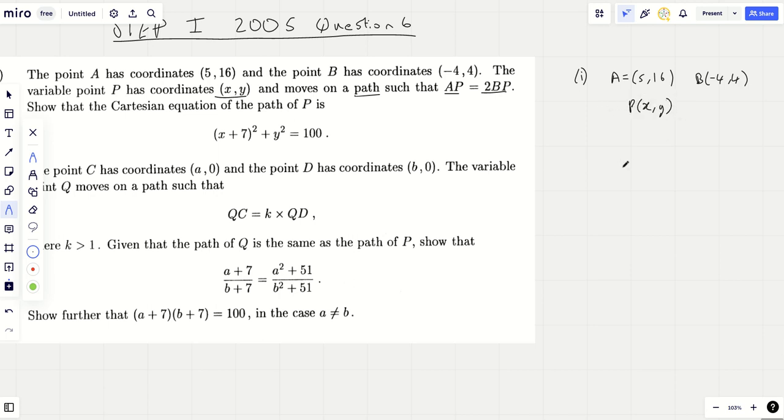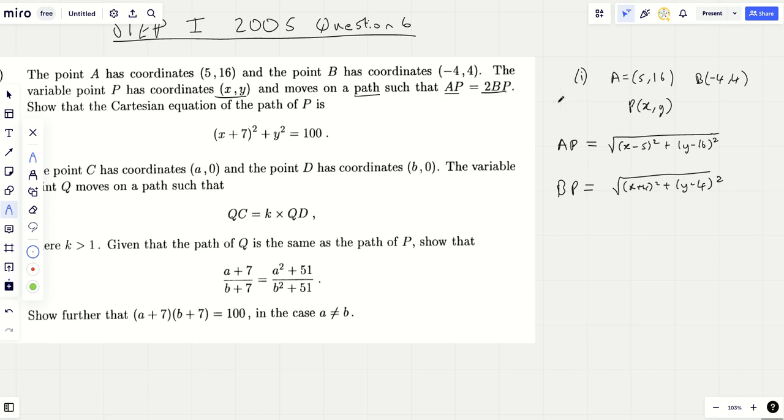let's try and find the length AP. Now the length AP is simply going to be the square root of (x minus 5) squared plus (y minus 16) squared. That will find us the distance from A to P. I'm going to do the same for BP as well. BP, well, that's simply going to be the square root of (x plus 4) squared plus (y minus 4) squared.